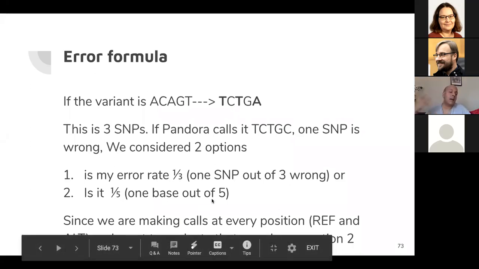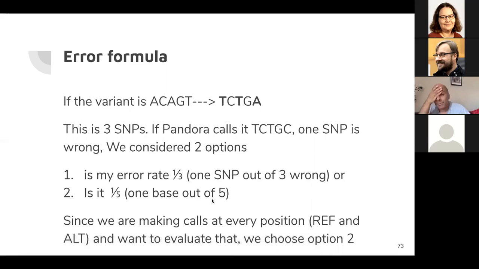Okay, you could do both. If you are only ever looking at non-ref positions, then there's an argument for just looking at the SNPs only. But because we're making calls at every position, we're making ref and alt calls, we want to evaluate everything. So we chose option 2. And anyway, we're applying the same formula to both us and competitor benchmarked tools, so it should be at least fair.